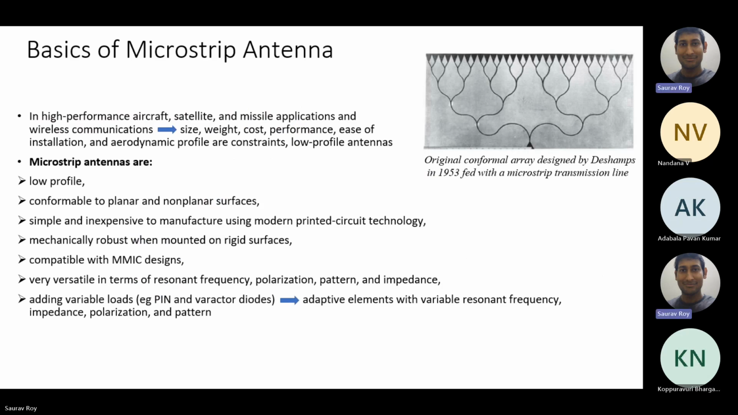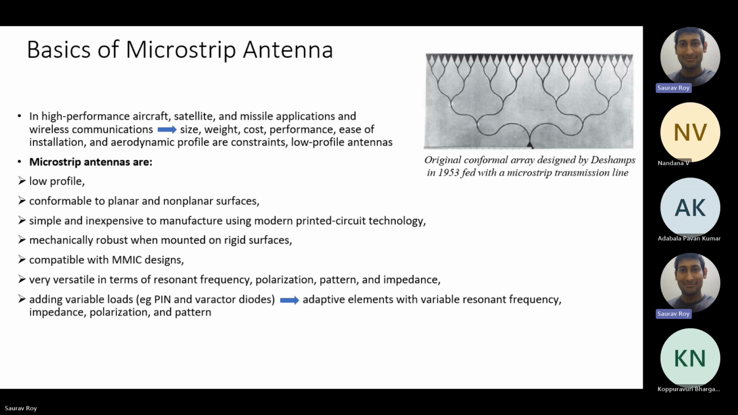So now this is about the microstrip antenna, and why it is very important. On the right hand side, you see the first version of the microstrip antenna. It was designed by the French engineer Deschamps in 1953. So he had this kind of conformal array designed already. And I think he also holds the first patent for the microstrip antenna, in the 1960s, I suppose.